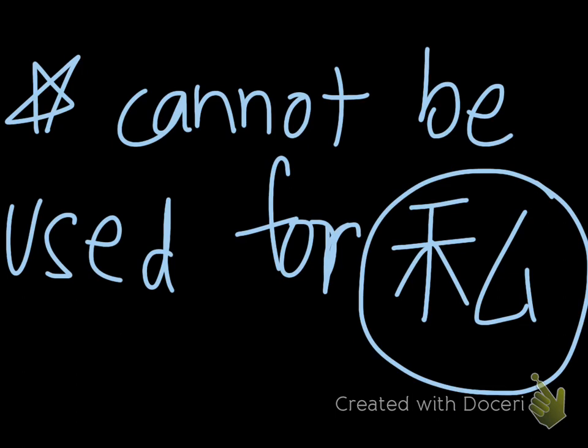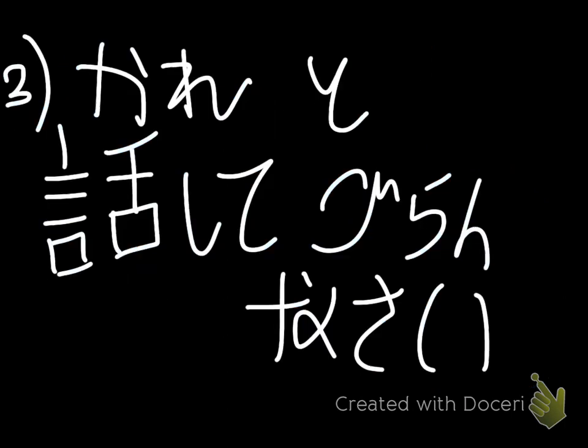However, there is one key difference between verb te goran and verb te mimas. Verb te goran cannot be used for watashi, to talk about the first person. However, verb te mimas can be used for talking about the first person. Another sentence, kare to hanashite goran nasai, try speaking to him.